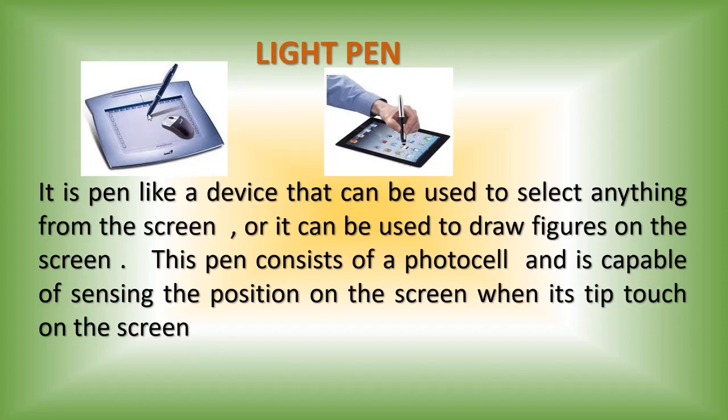Just read that. It is a pen-like device that can be used to select any item from the screen. This pen consists of a photocell, which is capable of sensing the position on the screen. And that position is converted into a binary format, which is then transmitted to the computer, to the CPU. So that is all about your light pen, which is also an input device. You are selecting an item from the screen, which is then transmitted to the CPU. That is why it is an input device.